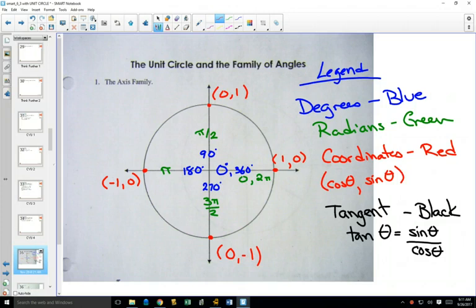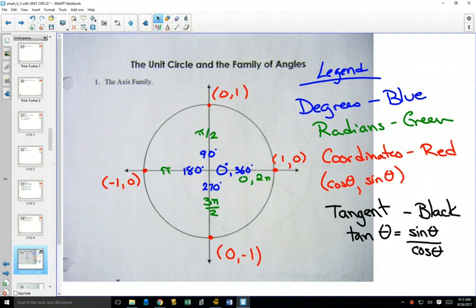So when I look at this coordinate up here, 0, 1, that means cos of 90 degrees is 0. It means cos of pi over 2 is 0. When the y-coordinate is 1 on the unit circle, that means sine of 90 degrees is 1. Sine of pi over 2 is 1. Our y-coordinate on the unit circle always represents sine of that angle. Our x-coordinate always represents cos of that angle.